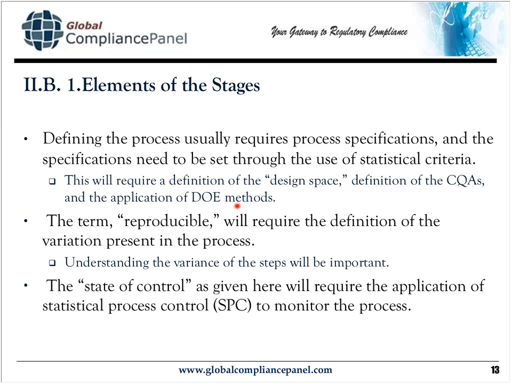The term reproducible requires an understanding of the variance of the different steps. And this is done fairly simply through calculation of the variance over multiple runs. And then state of control. The state of control requires the application of SPC, or statistical process control, to monitor the process.